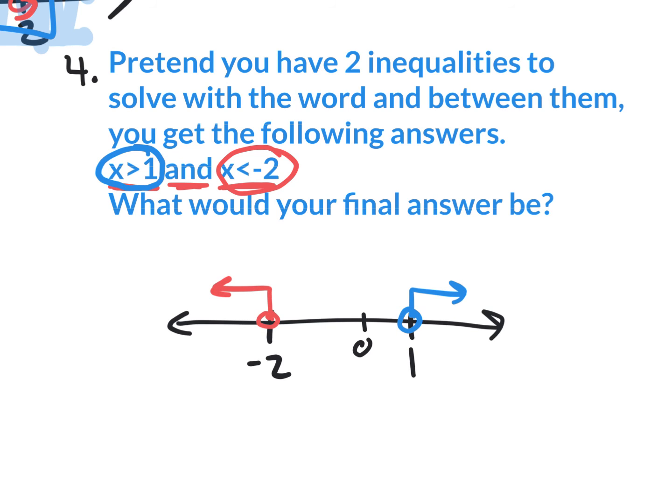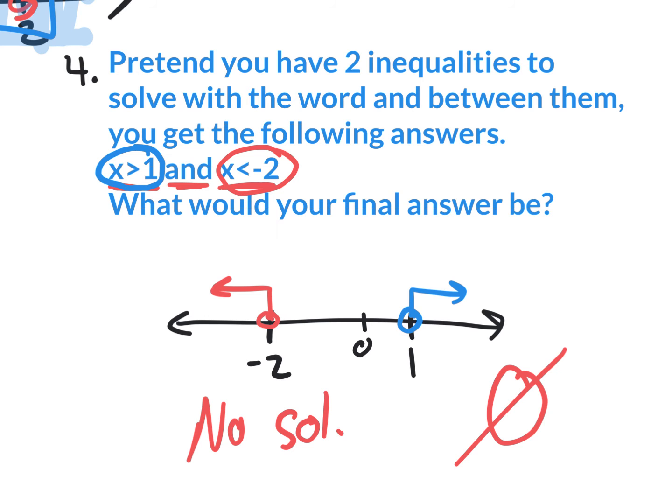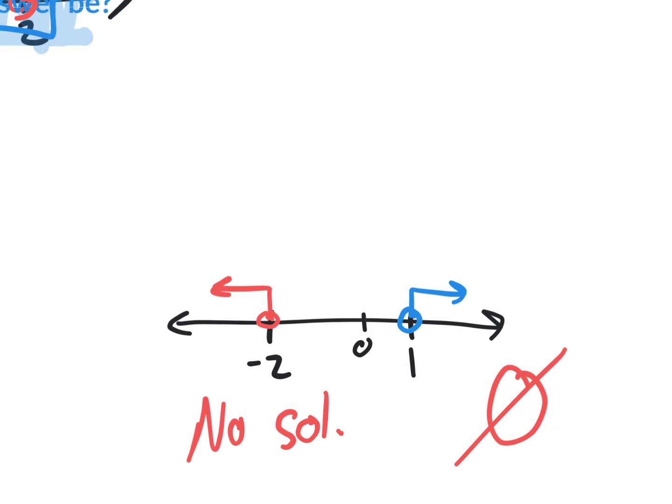Now, if I had the word or between both of these, then that would be my answer, both of them with the word or between it. But it has the word and. And what does the and imply? That you're looking for the area that has both the blue and the red together. Where on this number line are the blue and the red together? Nowhere. So what do we say? No solution. There's a no solution symbol, or you could write no solution. Anyway, I thought those are pretty cool.